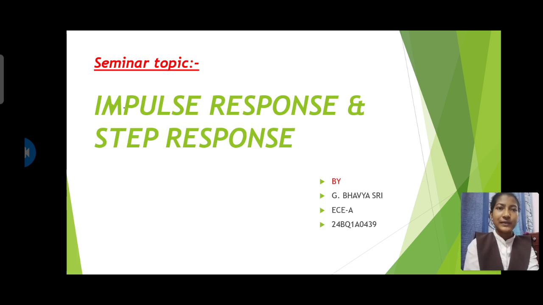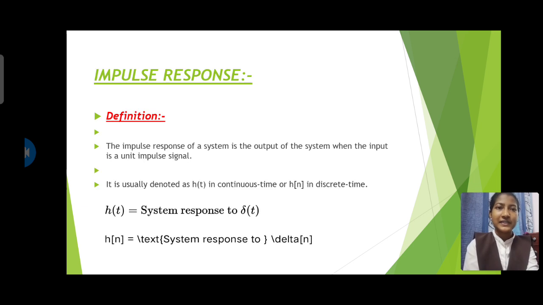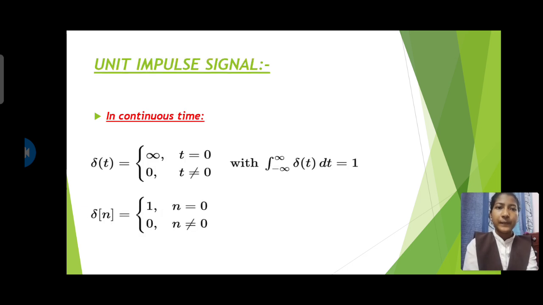My seminar topics are impulse response and step response. So we are going to know about impulse response. First of all, what is impulse response? Let us consider a system which is having input as unit impulse signal. Then we get output as impulse response. It is usually denoted as h of t for continuous and h of n for discrete.